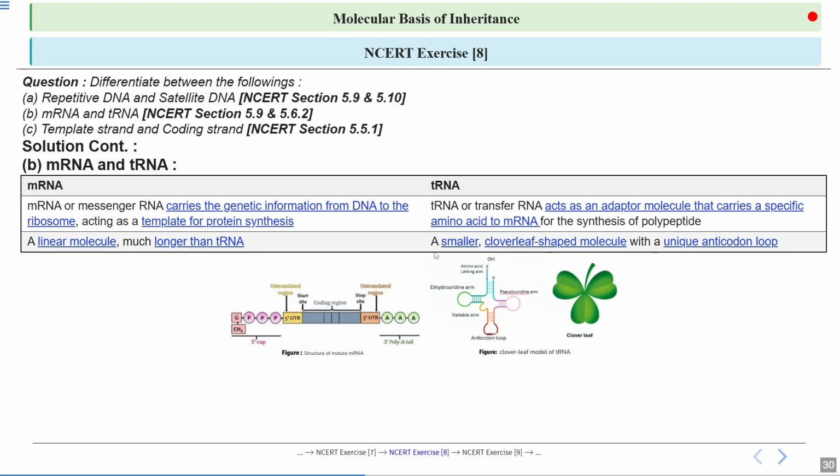These are the regions which are not going to be translated, but they help increase the efficiency of translation. And there is the 5' capping with methylated guanine triphosphate, and then the 3' polyadenylated tail. This is the structure of a mature mRNA. But if we talk about the clover leaf of tRNA, it looks like this. This is the anticodon loop, where there will be nucleotides complementary to the codon present on the mRNA, as well as an acceptor arm where the amino acid will come and attach.